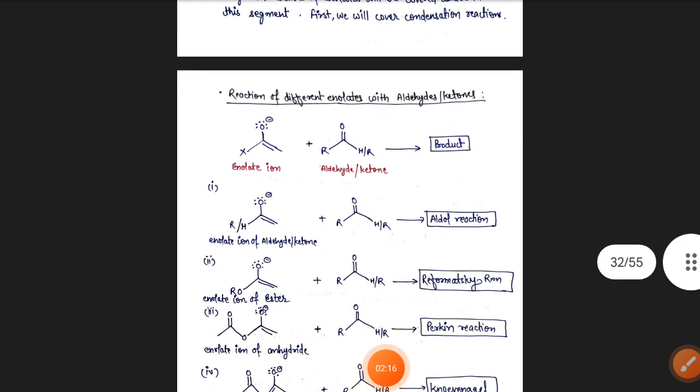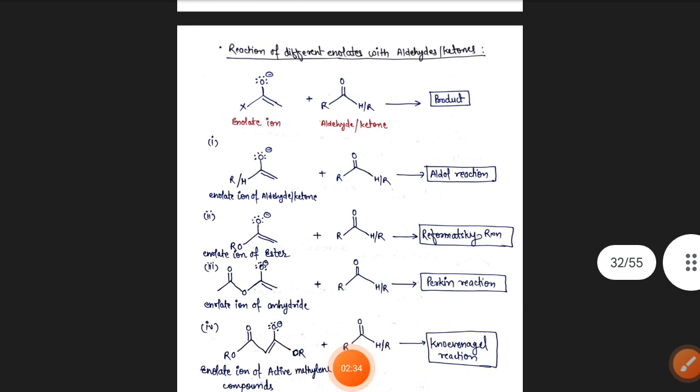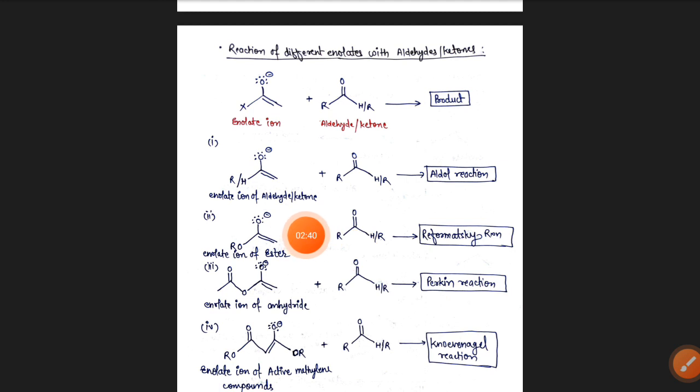So condensation reaction, basically the reaction of different enolates with aldehydes and ketones. So enolate ions and aldehyde and ketone, this is the condensation reaction. Here the enolate is formed, so the product is formed. There are two species needed: the enolate of an aldehyde or ketone, and another aldehyde or ketone. Then the condensation reaction occurs. If the enolate of an ester is present and an aldehyde or ketone is present, then the Reformatsky reaction is possible.